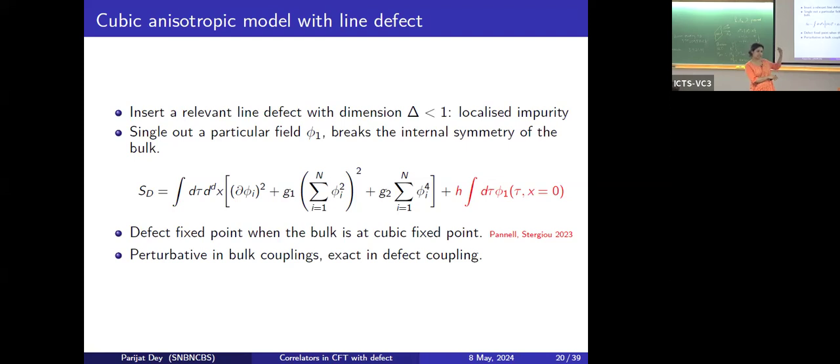Using this bulk Lagrangian RG flow, one can actually compute the beta functions of G1 and G2. So now what I'm saying is that with these beta functions, we already know that this is a bulk cubic fixed point. Now we are going to add a relevant deformation so that the theory may or may not have a defect fixed point. That is something that we are going to check. So it doesn't have any local relevant deformation. We're going to do a defect.